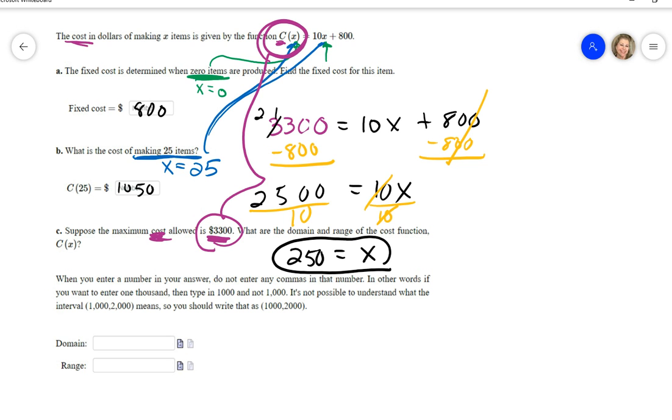So when they want the domain and the range, let's see, when you enter a number in your answer, do not enter any commas in that number. In other words, if you want to enter 1,000, then type in 1000. Well, I don't need an interval on this at all because there's only one value for x. That would be 250. That would go with only one value for y, which is 3,300.